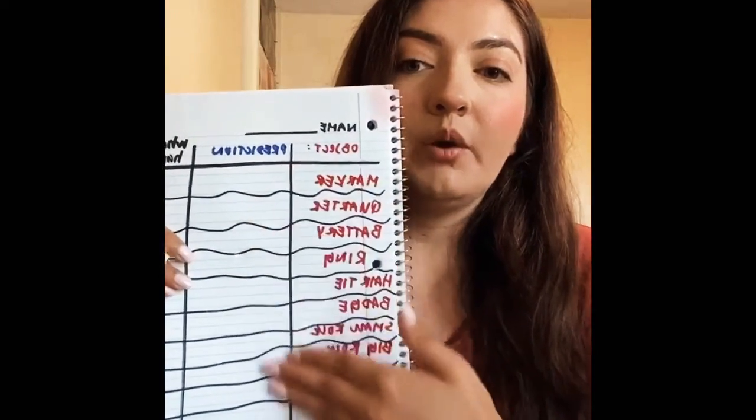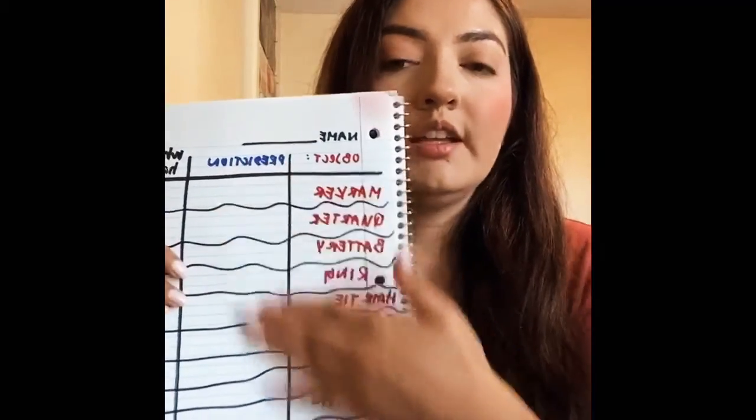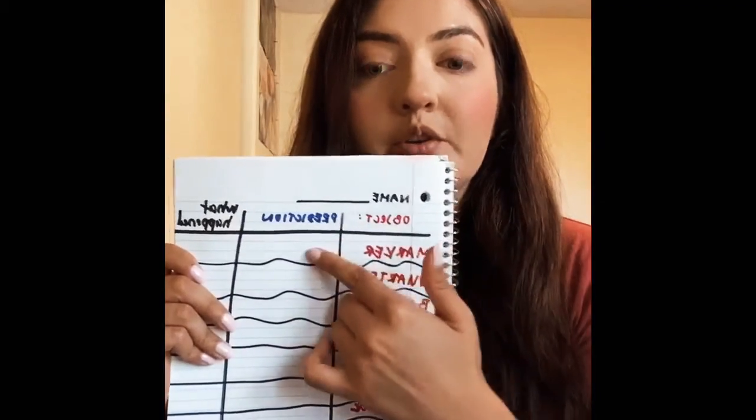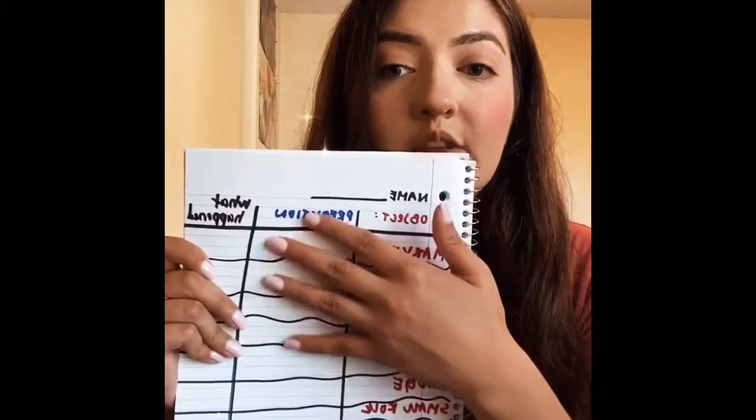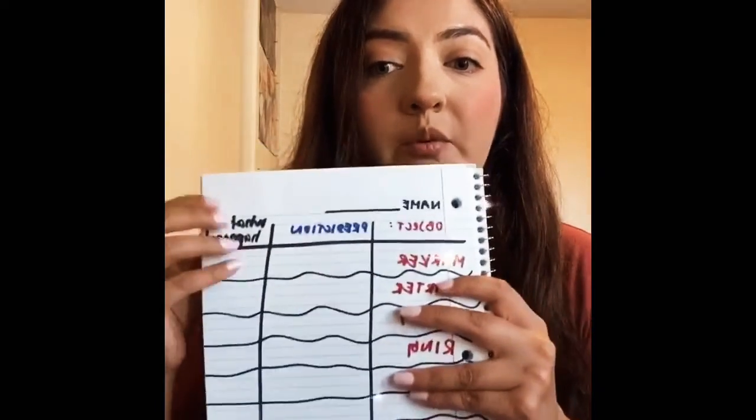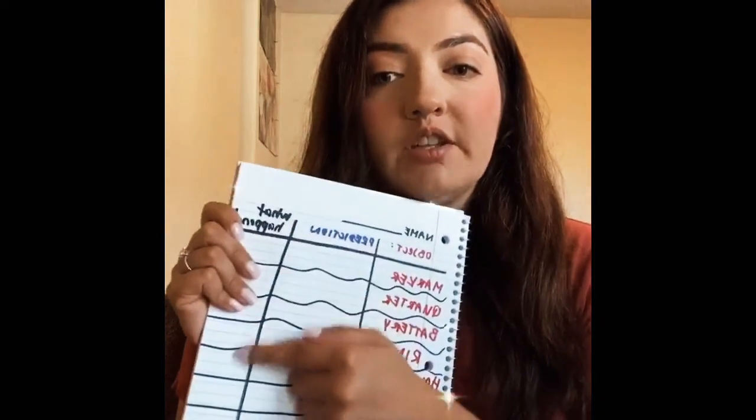In this second row, it says predictions. So all I need you to write here is either float or sink for each item. And we're going to do this in the next 2 minutes, so that way we can have our predictions before we actually perform the experiment. And in this last row, we're going to put what actually happened. So we'll either put float or sink here. If you want to go ahead and fill out the prediction part first, once you're done with that, we will move on to the actual experiment itself. I'll give you about 2 to 3 minutes so that you can fill out your predictions.